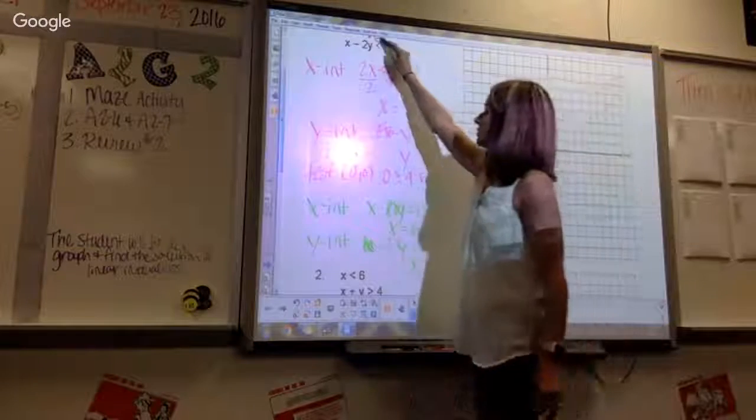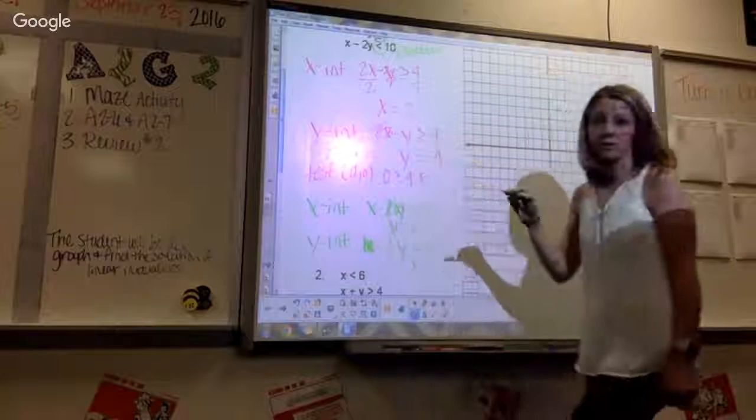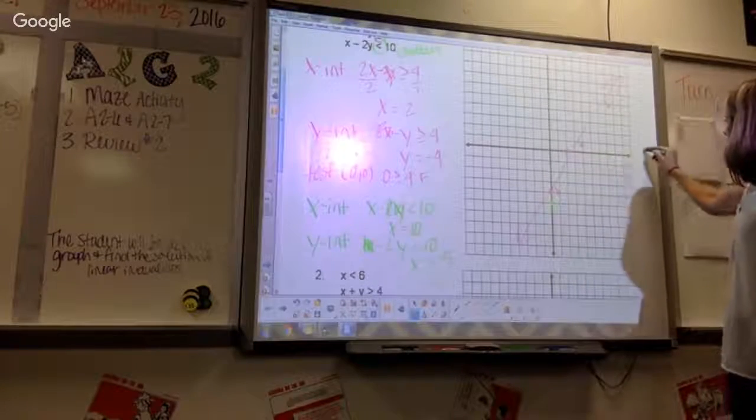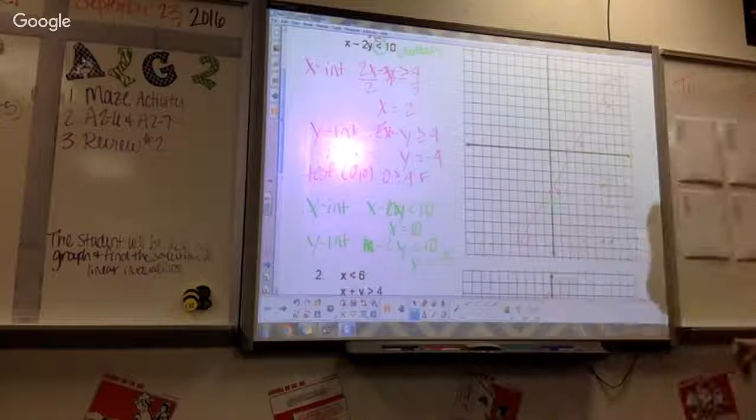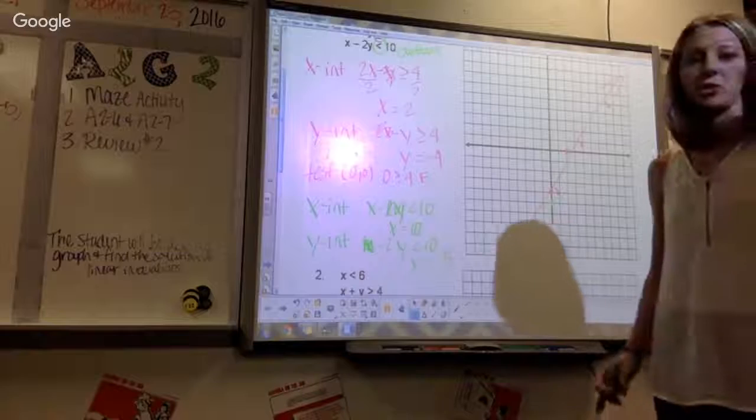Notice that it's not equal to on that inequality. That means we'll have a dotted line. It will not include the points on the line. So we'll make that a dotted line through those 2 points. Make sure you extend it throughout the whole graph. And then we're going to find where they're both shaded.